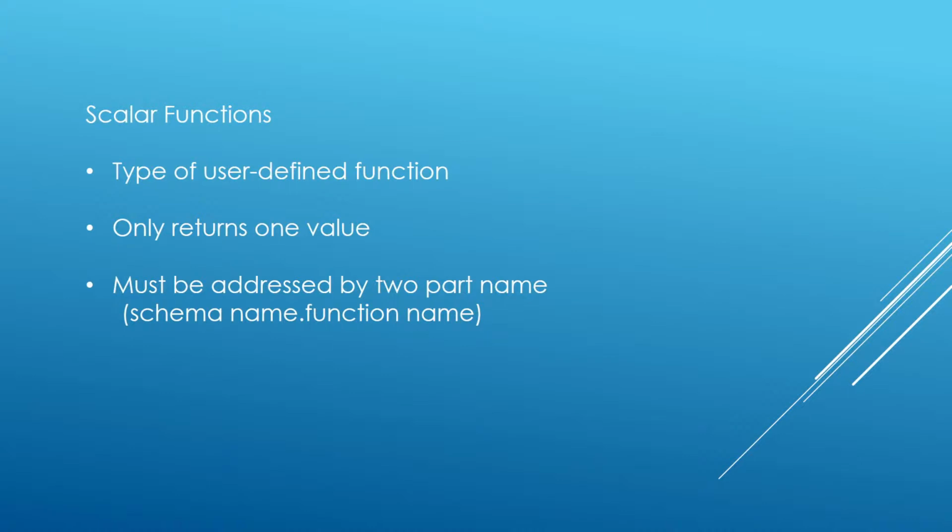So we use them within selects and where clauses, possibly group bys as well, but never in the from clause. For that we'd have to use table valued functions, and we're going to be covering those in a different video. They also must be addressed by the two-part name, so we must always give the schema name and the function name as well. Let's jump over to SQL Server Management Studio and go through some examples.